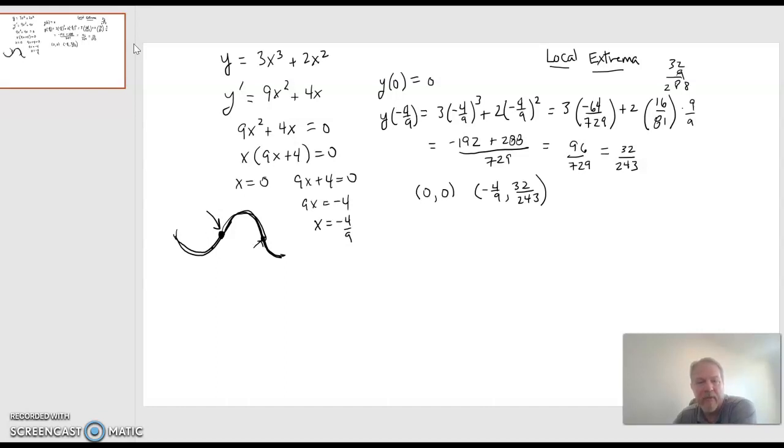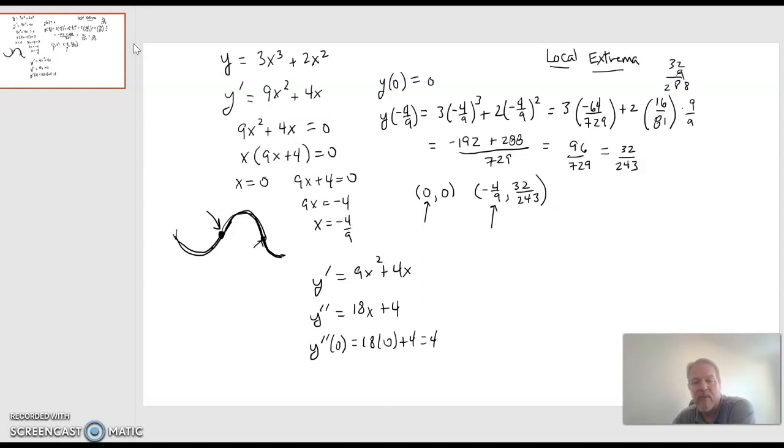So if I take the second derivative, remember y prime was 9x squared plus 4x. We already did that. So y double prime, the second derivative, is just the derivative of the first derivative. So I get 18x plus 4. And I'm going to evaluate that when x is 0 and when x is negative 4/9. When x is 0, y double prime of 0 equals 18 times 0 plus 4, which is 4. And I don't care about the number 4, I just care about the fact that 4 is positive.